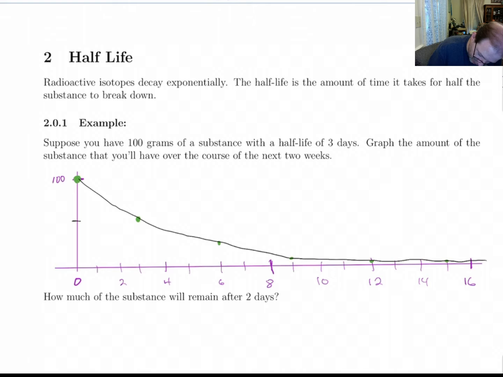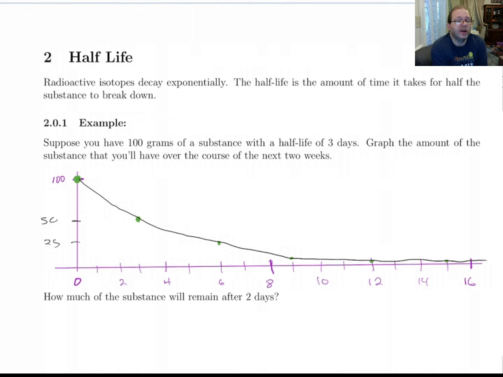And let's see, this is 50, this is supposed to be 25, and so on. So notice, as time goes on, the amount shrinks to, well, it shrinks to 0. Now, this is a place where the model and reality are not exactly the same, because when you're talking about an isotope, eventually it's all going to go away. In theory, it would take forever for that to happen.